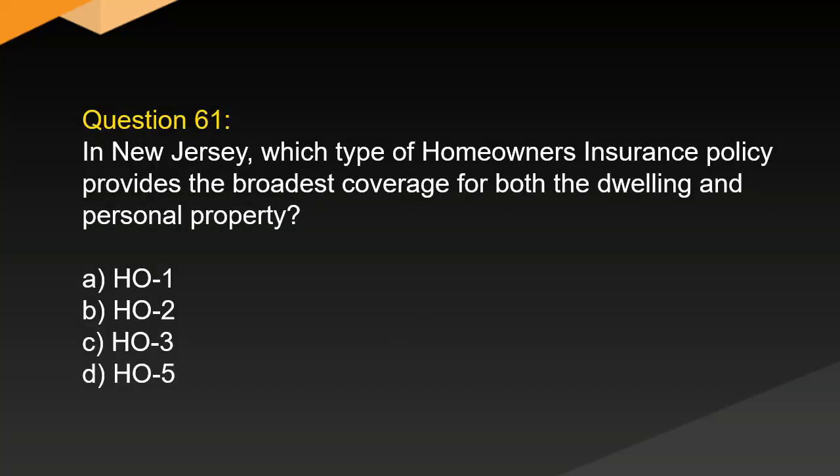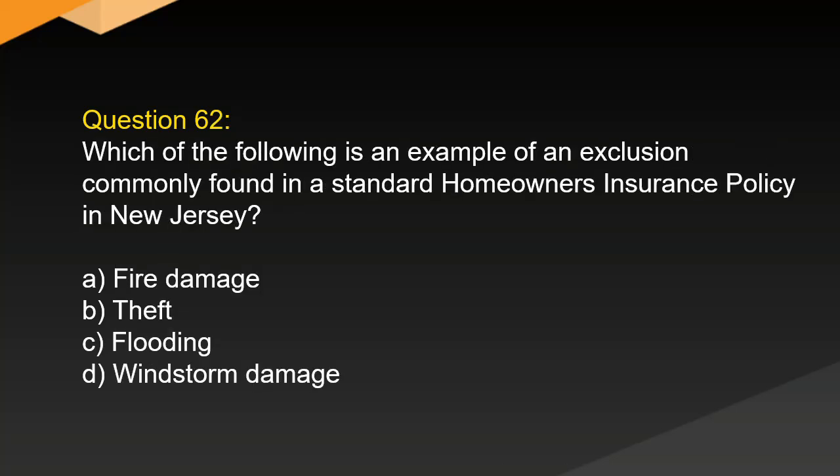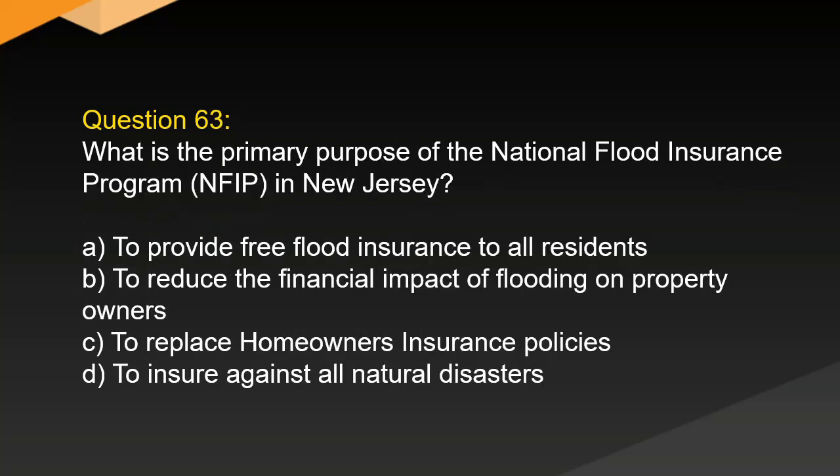Question 61. In New Jersey, which type of homeowner's insurance policy provides the broadest coverage for both the dwelling and personal property? A. HO1, B. HO2, C. HO3, D. HO5. Question 62. Which of the following is an example of an exclusion commonly found in a standard homeowner's insurance policy in New Jersey? A. Fire damage, B. Theft, C. Flooding, D. Windstorm damage.